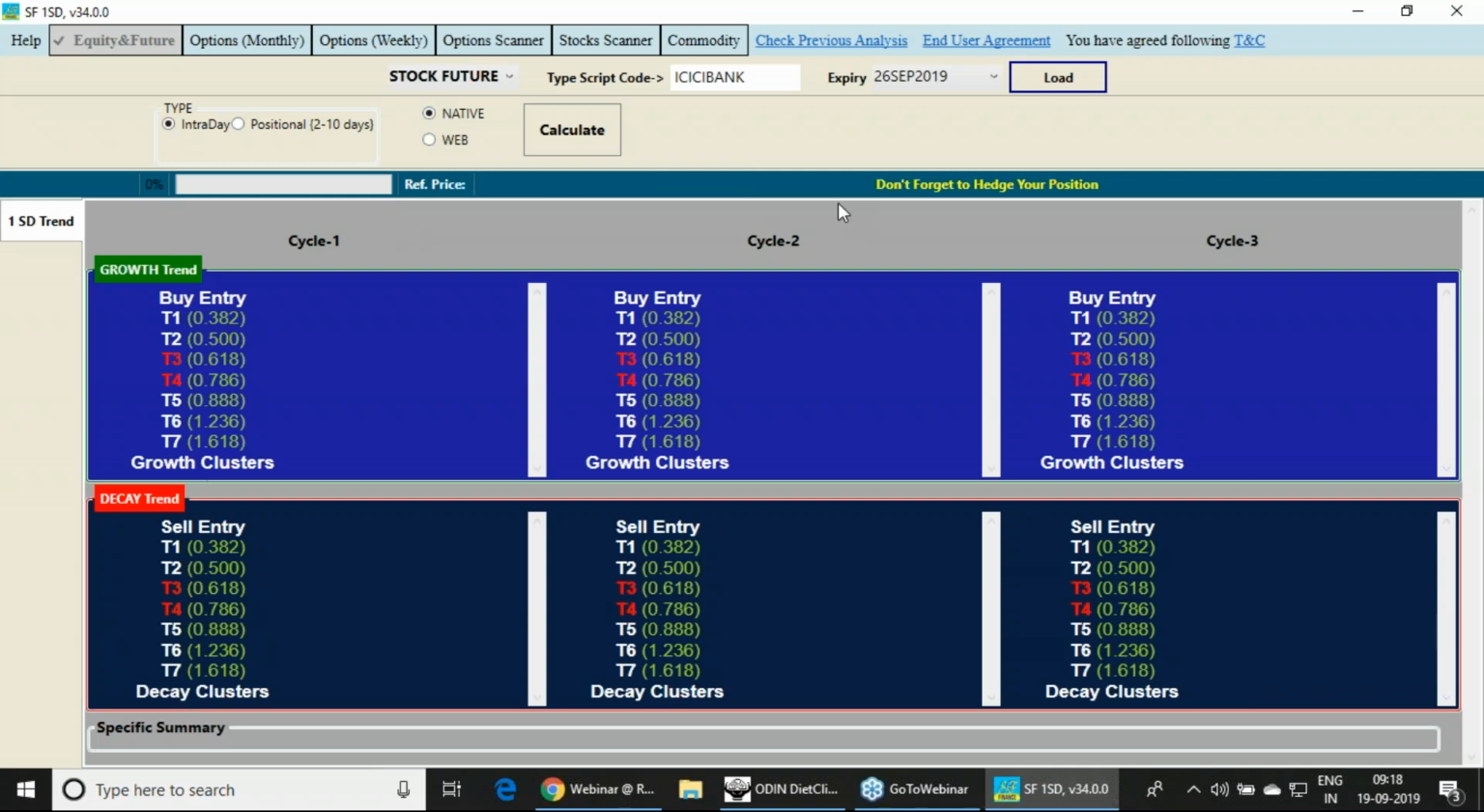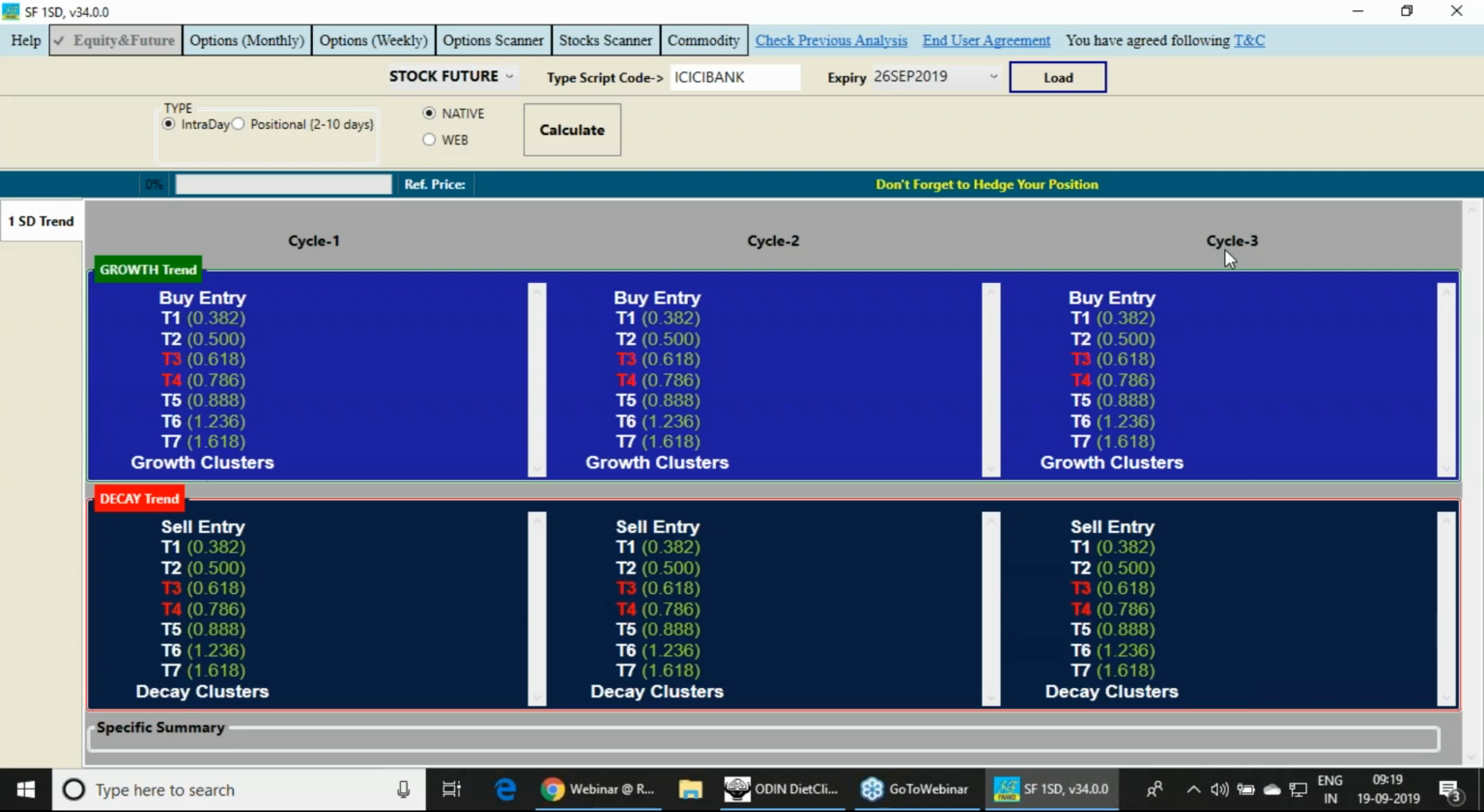With the native option, you will see only one analysis here. Once the second analysis is done, the first analysis will be erased. It will not be there on your screen, but you can retrieve it from your previous analysis tab. However, if you want multiple analyses present, then you can use the web option. So these are the features of the software.